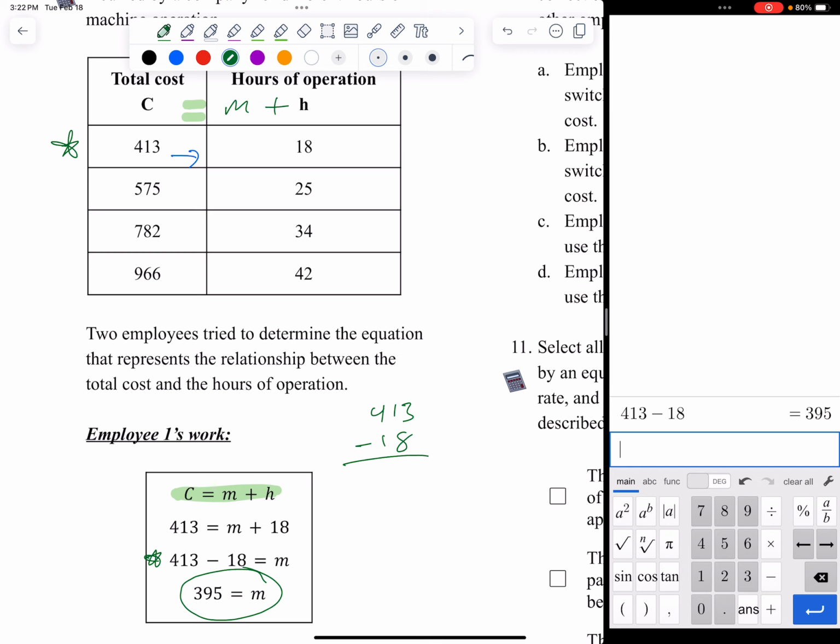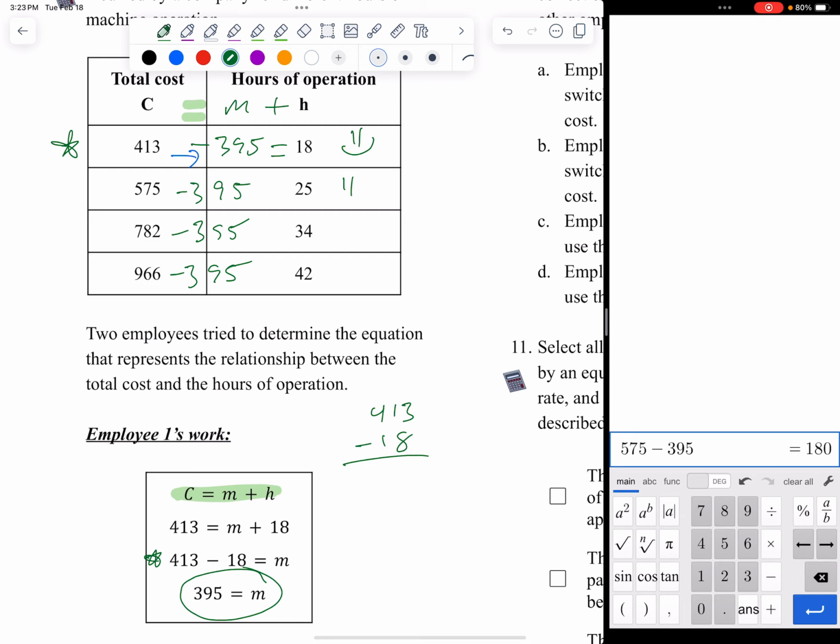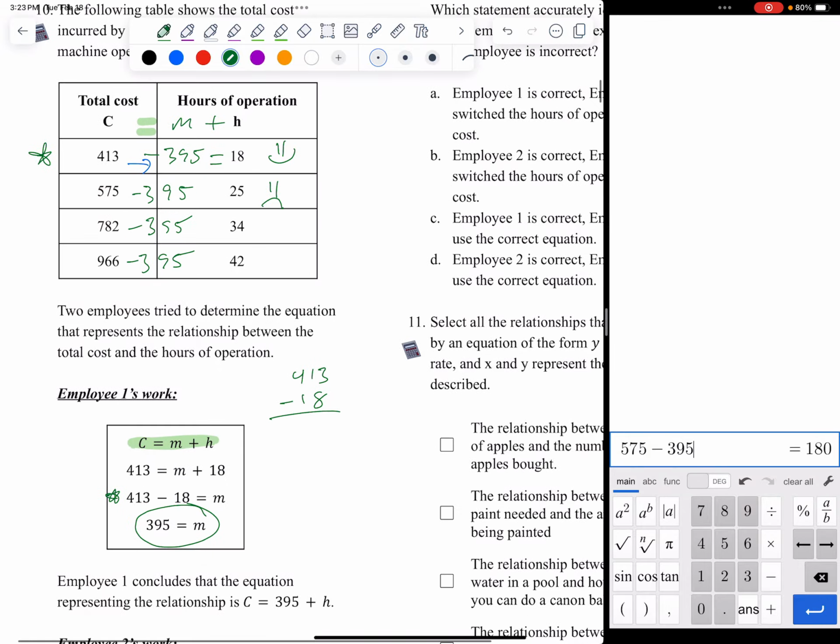So that means if I say minus 395, does that equal 18? Yes, it does. But remember, it has to be the same thing for everything. Minus 395. Let's check the work. So 575 minus 395. Oh, that does not work. That does not give me 25. That gives me 180. So right away, what can we tell about employee 1? He's wrong.